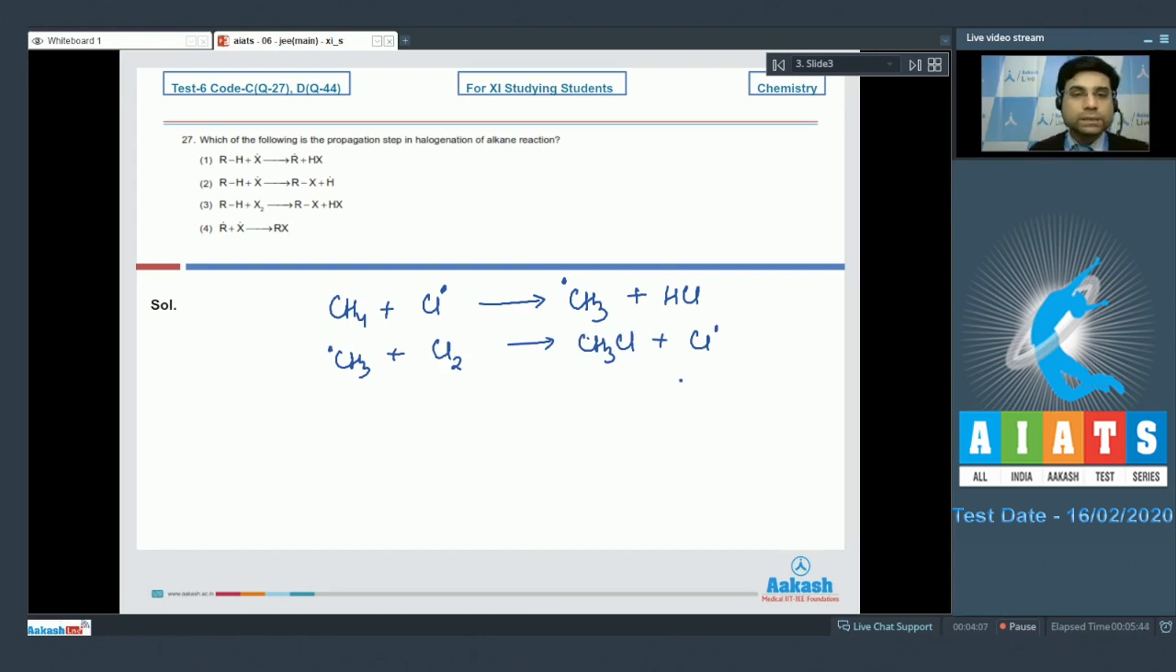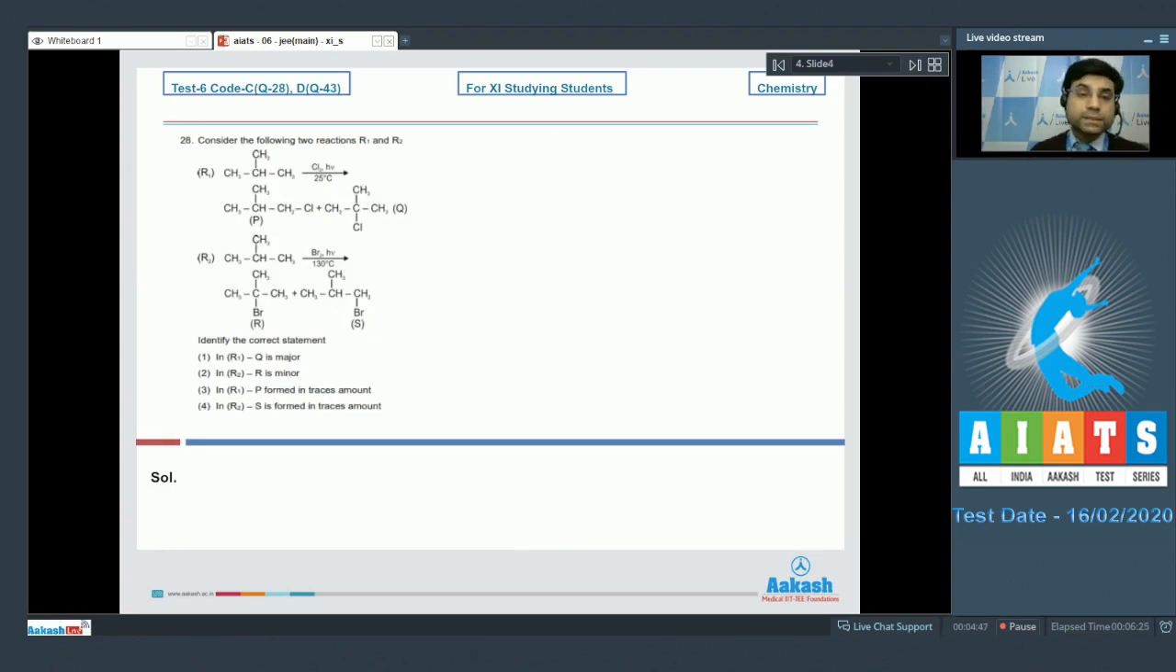If we go through the options, we can see the correct answer is mentioned in option 1. Hence, the correct answer for this question will be option 1. Now, let's move to the next question. This is the next question we have. It says, consider following 2 reactions R1 and R2. These are photohalogenation reactions.